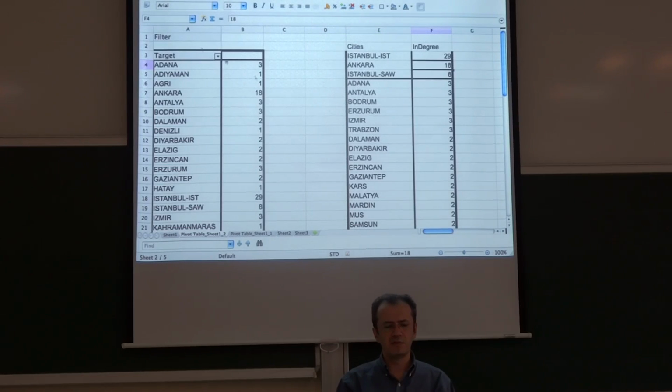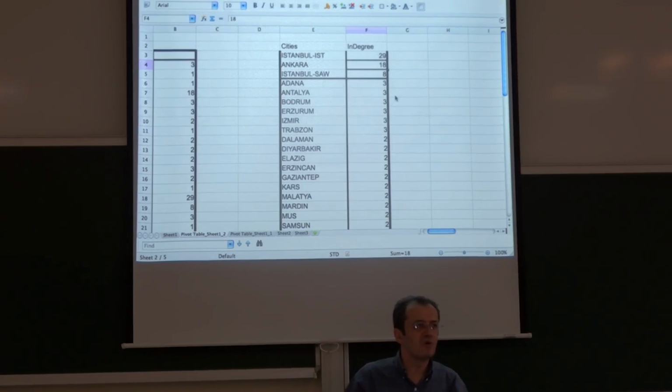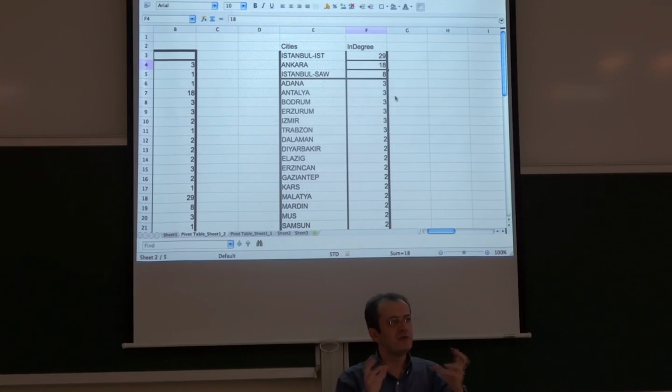Is this the in degree? No. Yeah, that's the in degree. So, okay, I want to know the histogram out of this. So why do I want to know the histogram? Because I want to be able to compare two networks with numbers. I have, for example, this is Turkey. I have Germany and I have France.